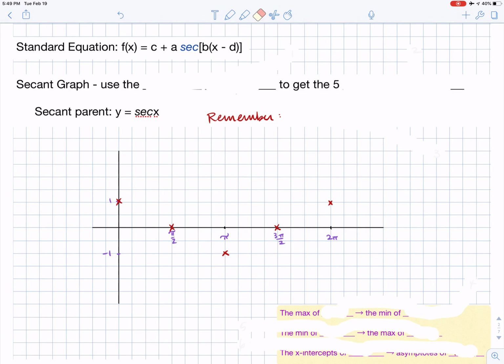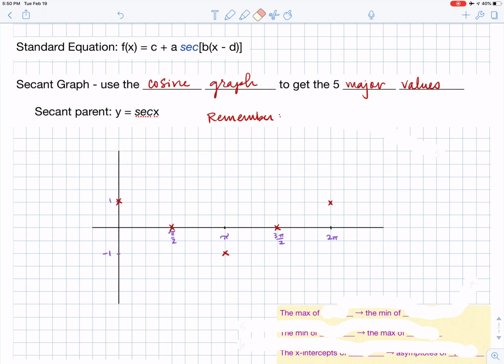Hey folks, this is the second video in this section, and this one's going to deal with the secant parent graph. So in order to find the secant parent graph, you're going to want to use the cosine graph to get the 5 major values.